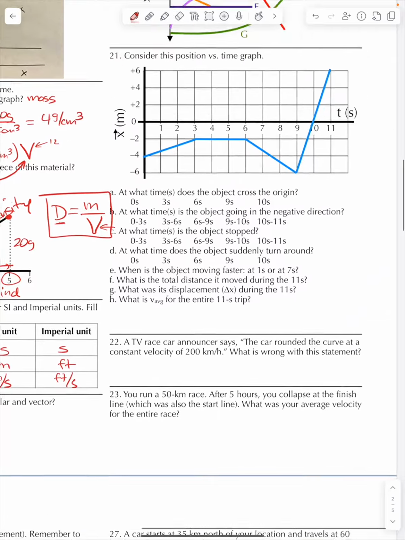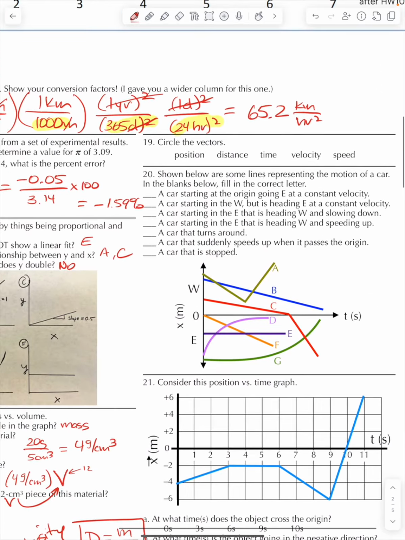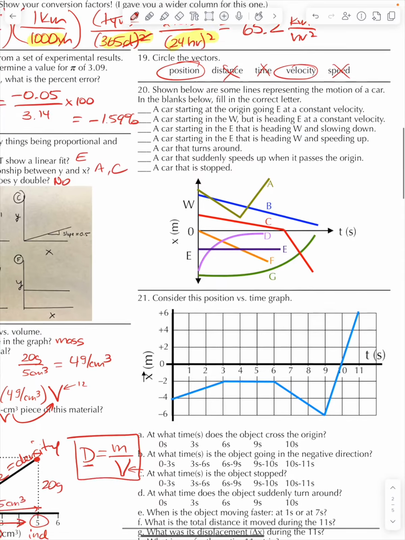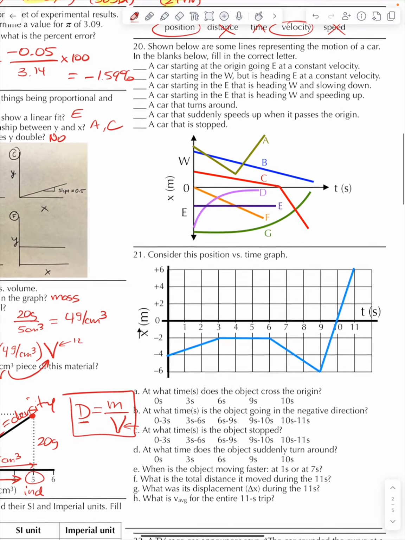Okay, know those. Circle the vectors. Position, yep. Distance, nope. Time, nope. Velocity, yep. Speed, nope. All right, so let's do a little mini lesson here before we do number 20. This might take a little bit, but it might be good for you.